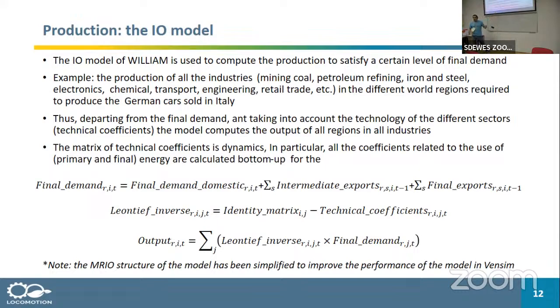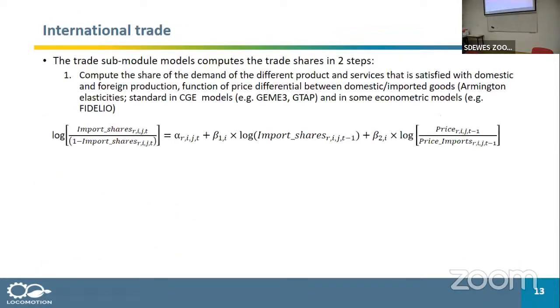But now we want to see where this output is produced, not the output, but the intermediate inputs that we are using, whether they are produced domestically or they are imported. For that we use what we call Armington elasticities. This is something that is pretty common in computable general equilibrium models, and in econometric input-output models as well. Basically, what these Armington elasticities say is, depending on the ratio between the price of domestic goods, the Spanish cars, and the price of foreign goods, German cars, you produce more cars domestically or you import more from other countries. This is what they say.